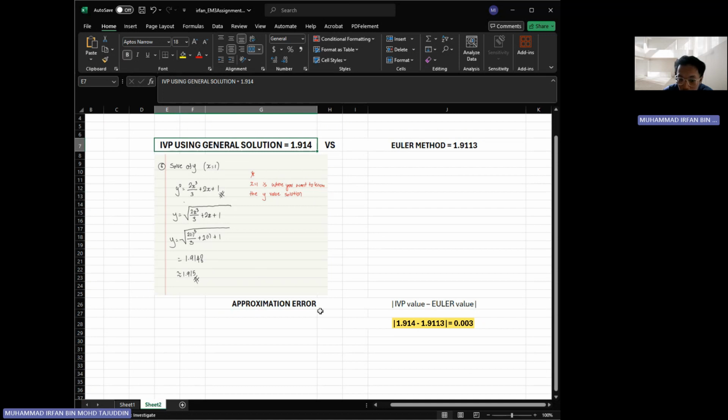To calculate the error, we take the IVP value minus the Euler value. It gives us 0.003. So the approximation is quite close to the IVP value. This shows that the Euler method can give quite an accurate result.